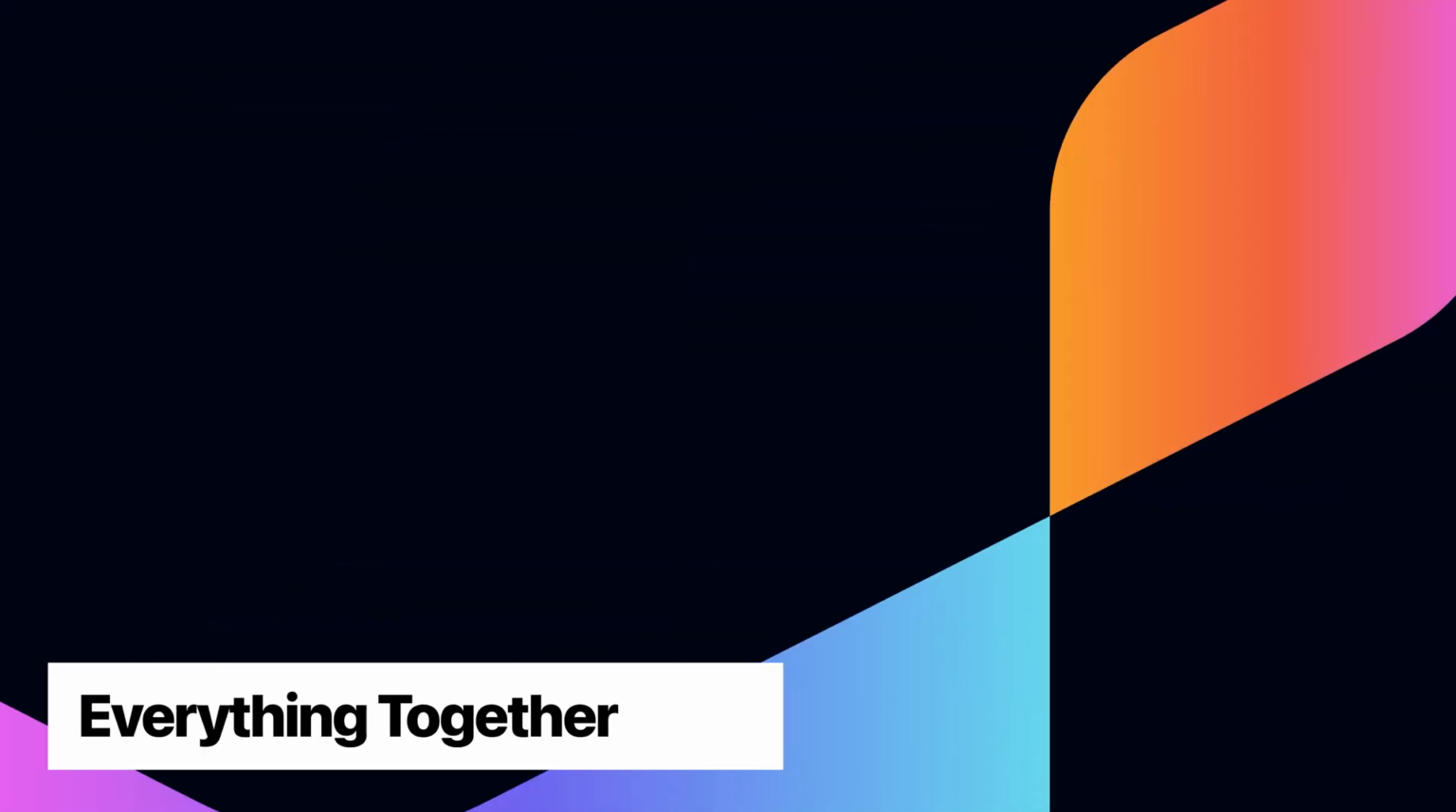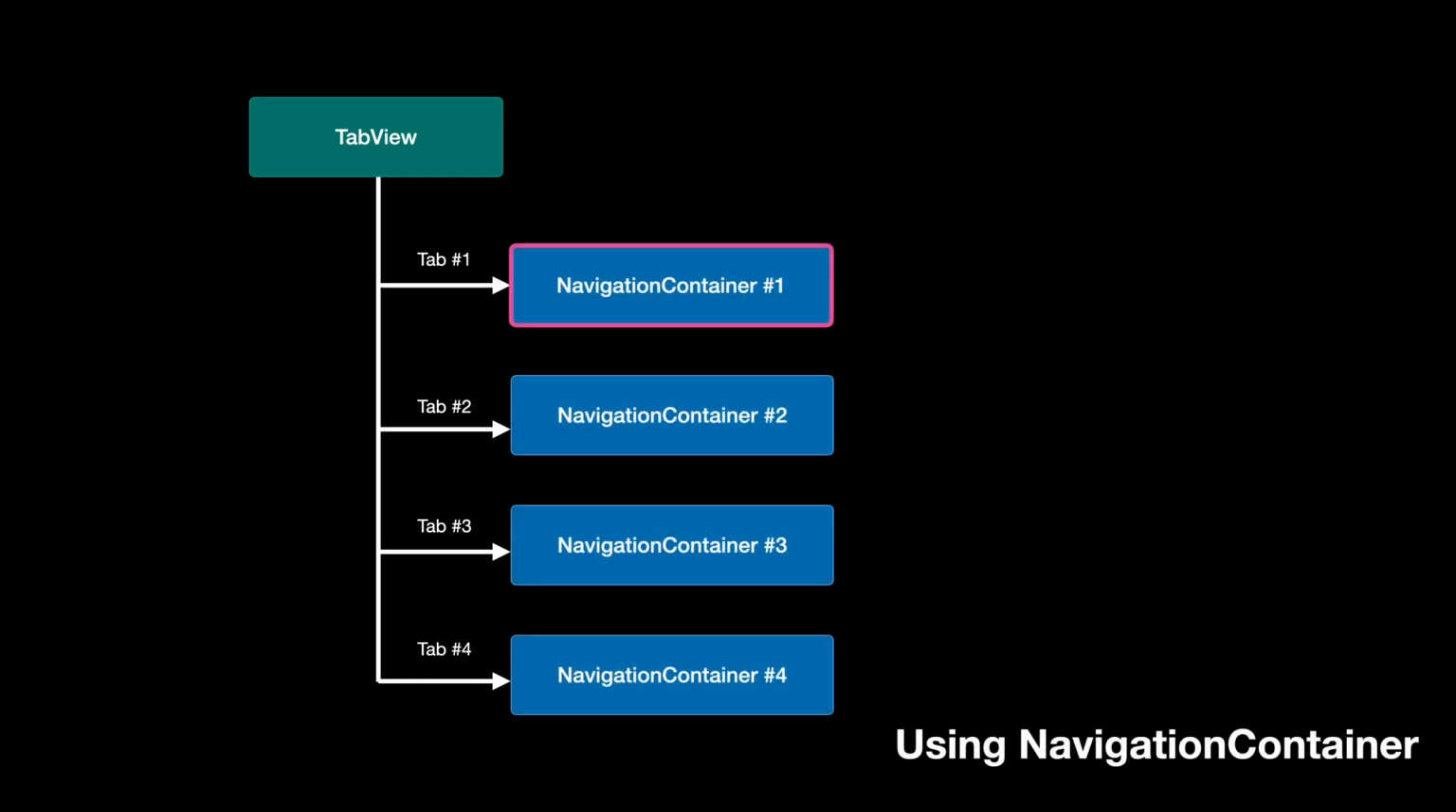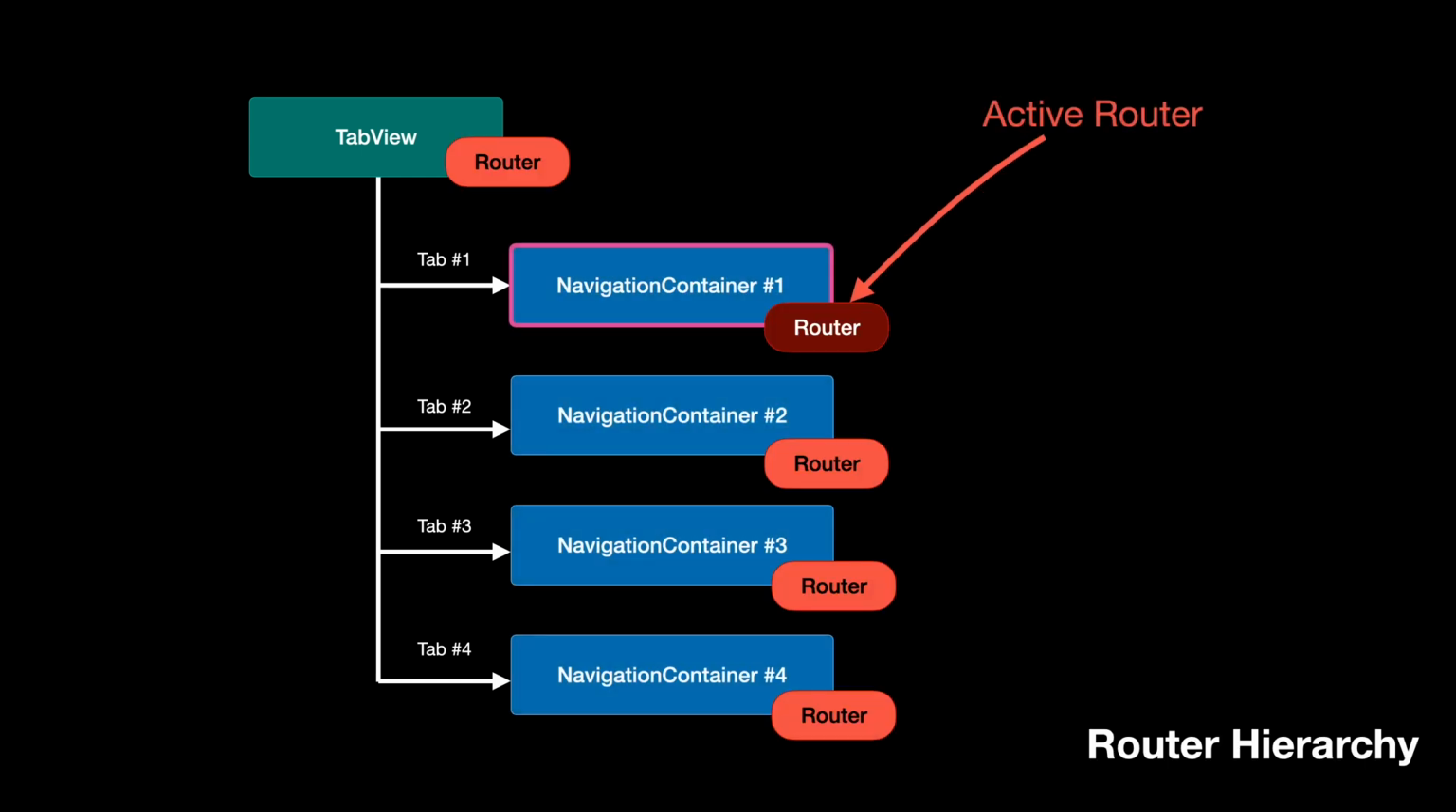Putting everything together. The basic hierarchy of my app is like a root tab view that is controlled by a root router. Each tab contains a navigation stack, and any full screen or sheet presented will be wrapped in a navigation stack. The trick then is that instead of using navigation stack directly, I use the navigation container instead. Each container will hold its own router, which will be a child of the root router.